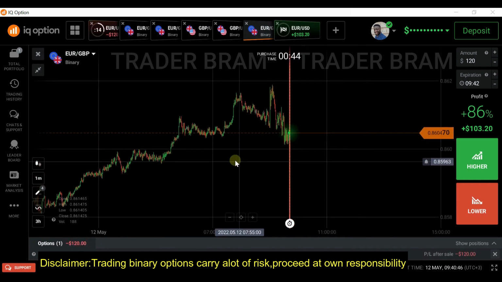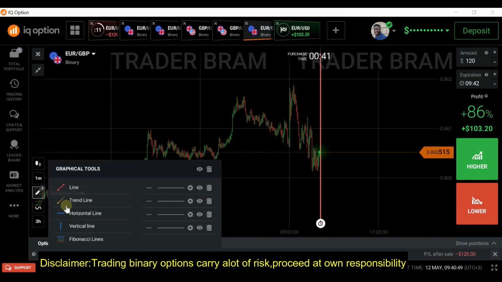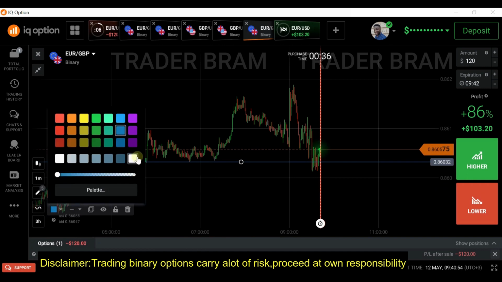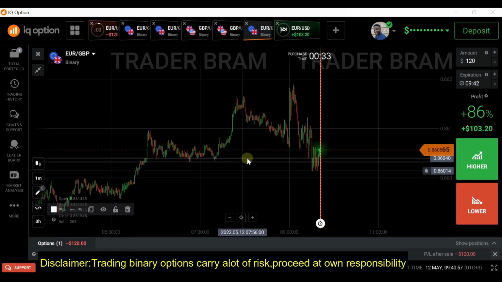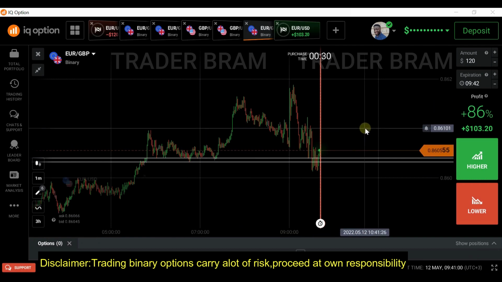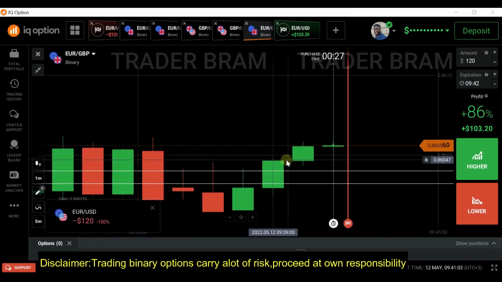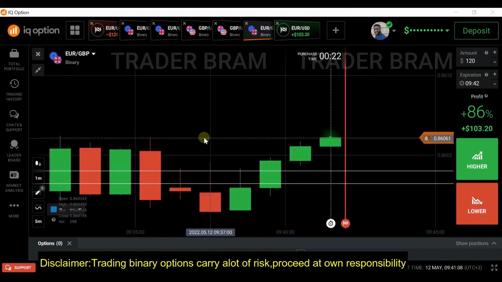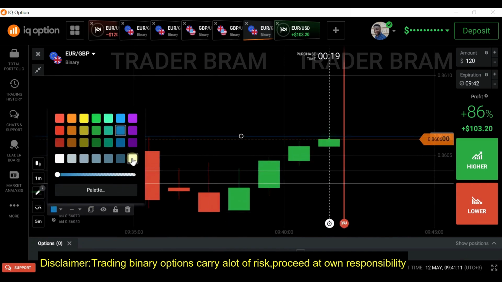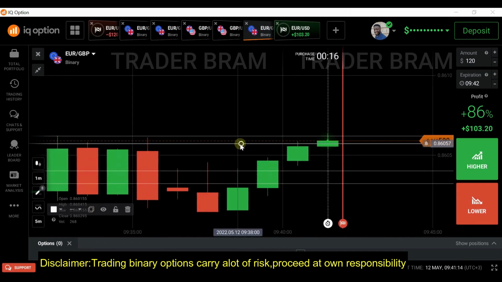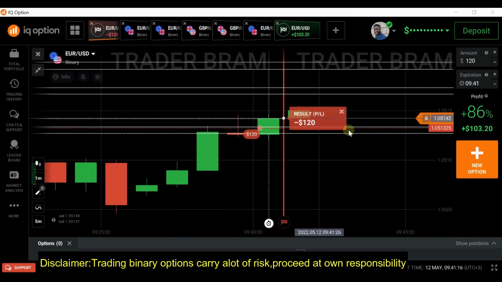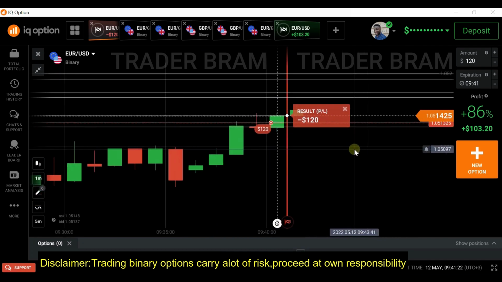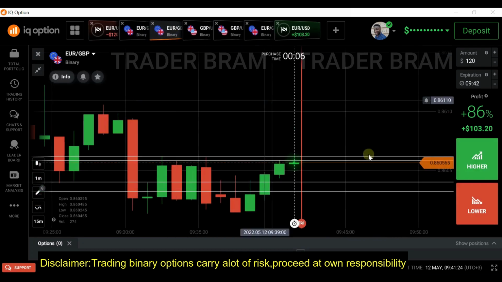Let's look for another pair. So on this pair, you can see that level has been tested quite severely. Here we have another area. So we've lost this trade. We failed to close below the area. So let's look for another pair.